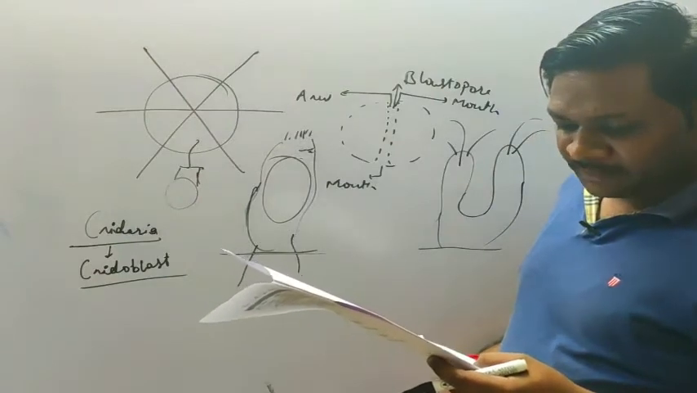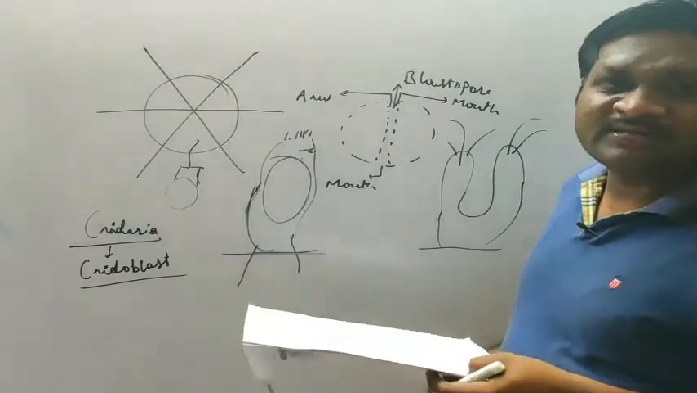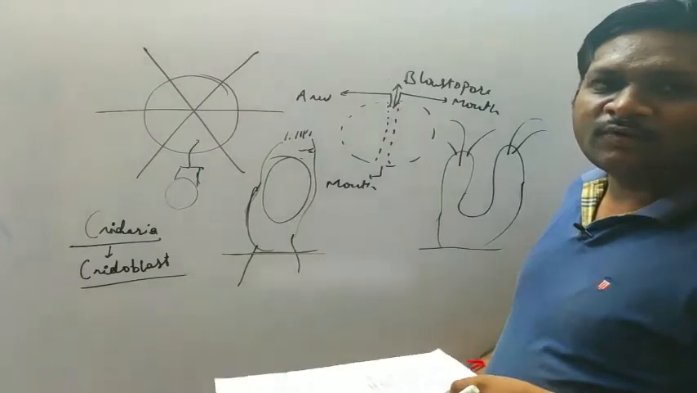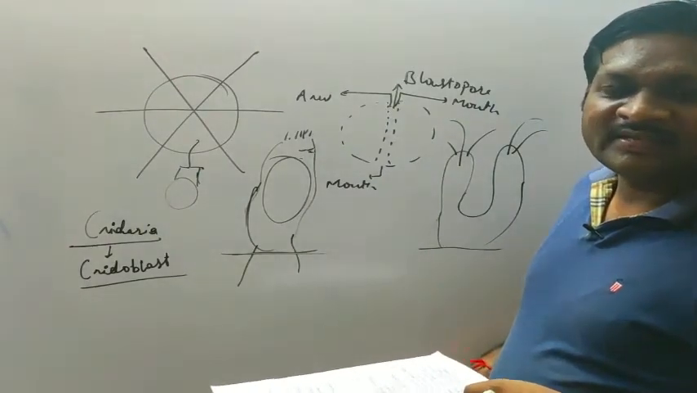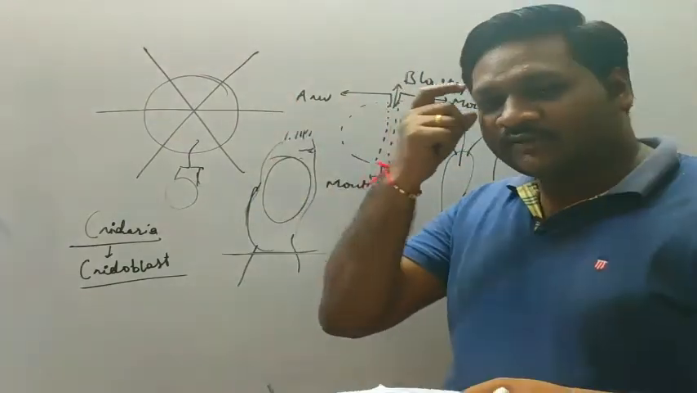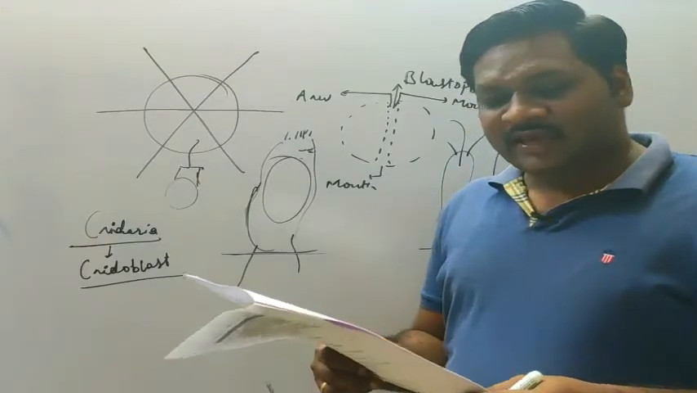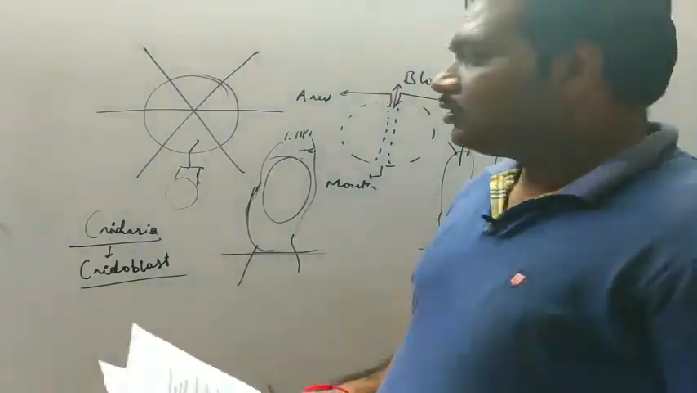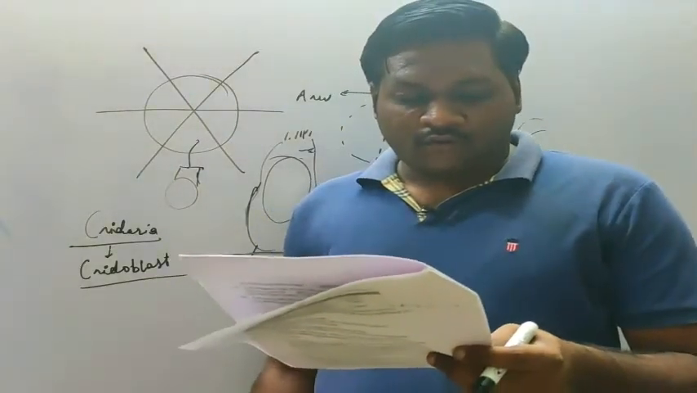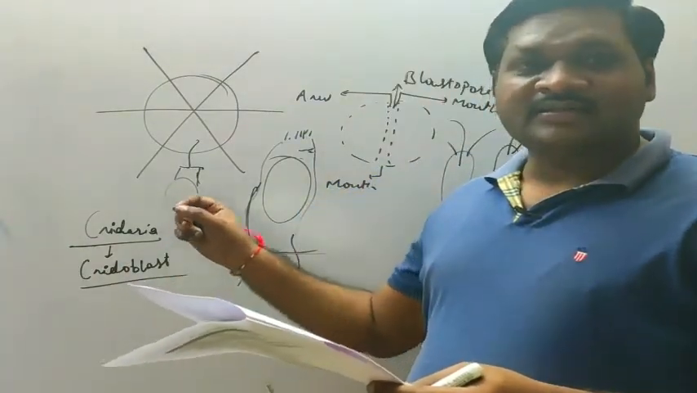Then the next, cnidoblasts are present in both epidermis and gastrodermis. In gastrodermis, cnidoblasts are not present. They are present only in the epidermis part, as they are involved in catching the prey. So these are the stinging cells. They have a sting at the end and help in the capturing of the food material. So option B will be the correct: cnidoblast present in epidermis only. That is the correct answer for this. The next, question number 116 has the answer option B.